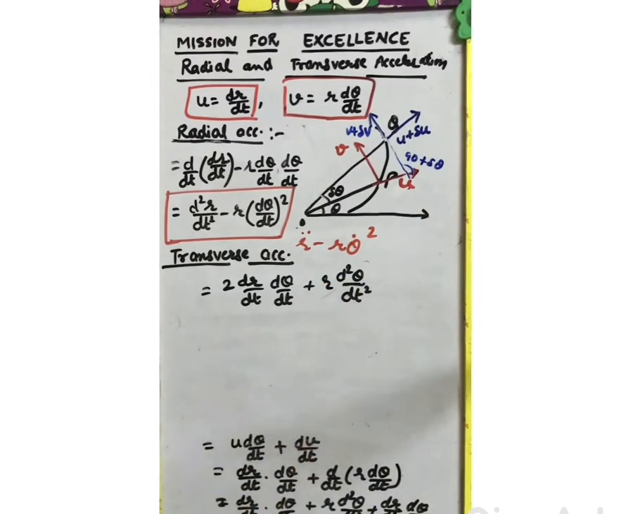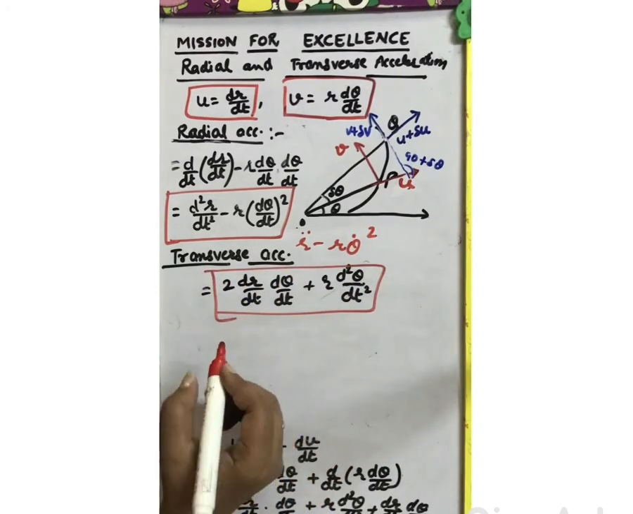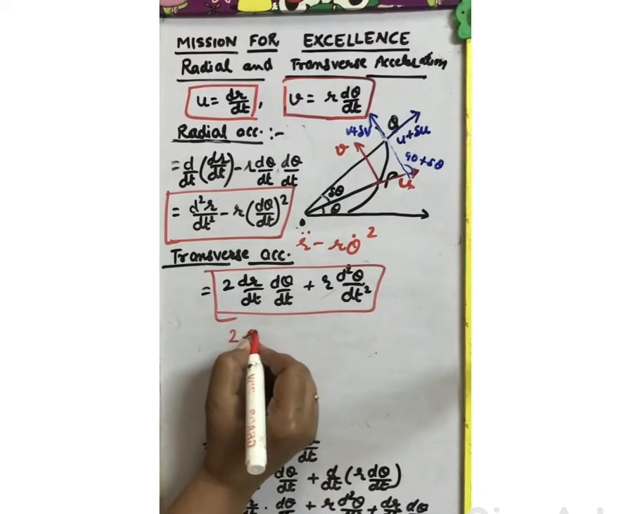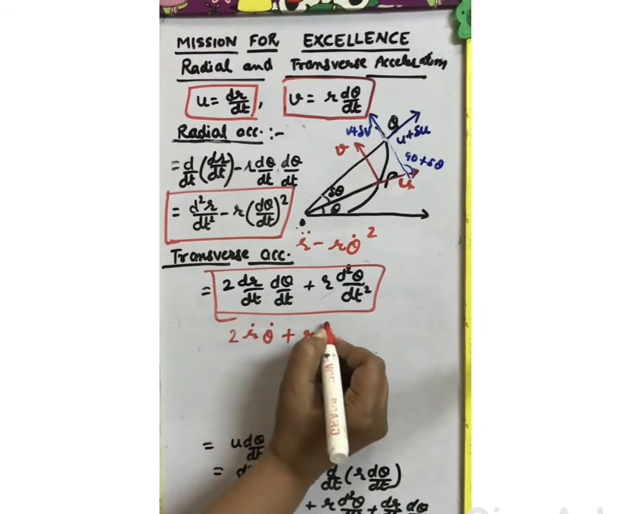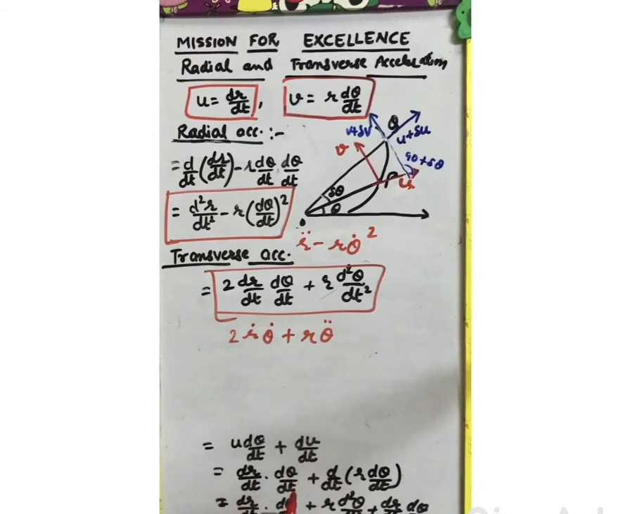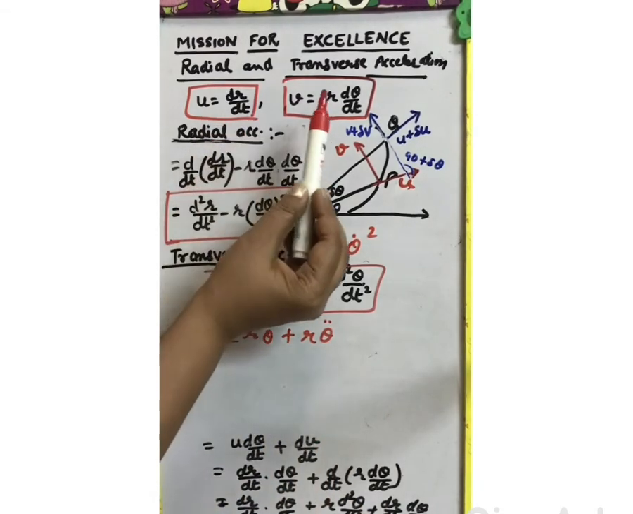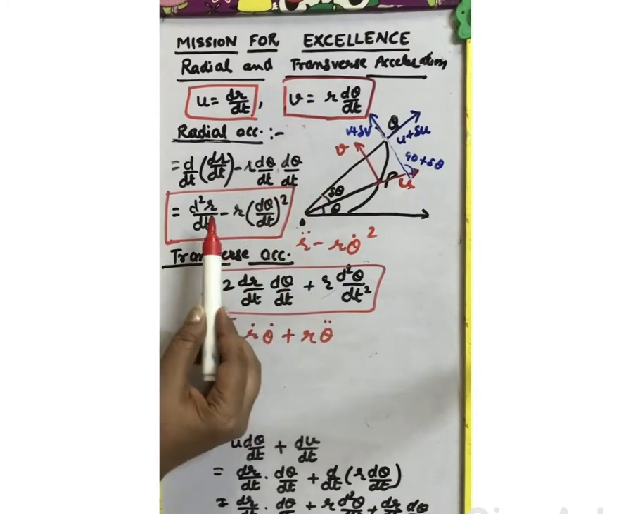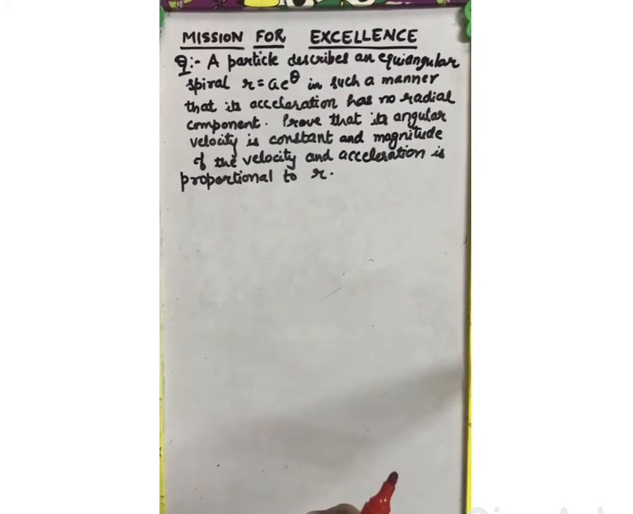So this is the expression for transverse acceleration. We can write it as 2r dot theta dot plus r theta dot dot. So the dot notation, we will use this, and these are the radial and transverse velocities, and these are the radial and transverse accelerations. Now let us do an example.